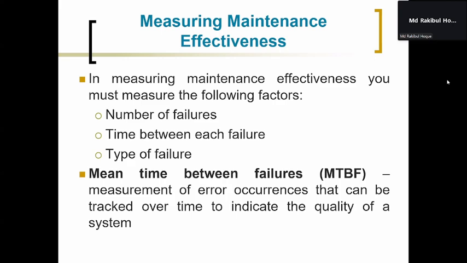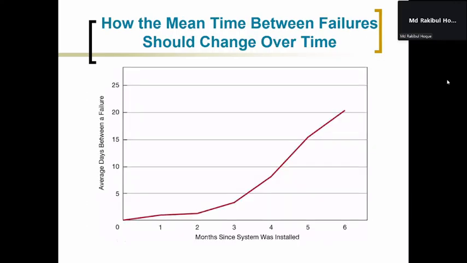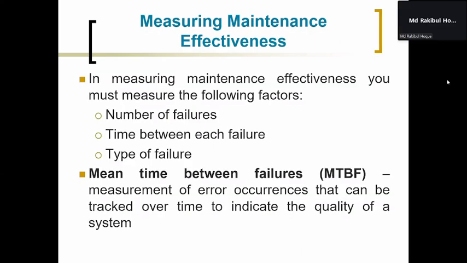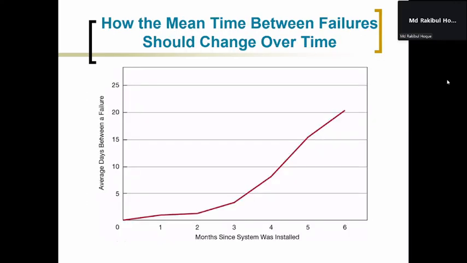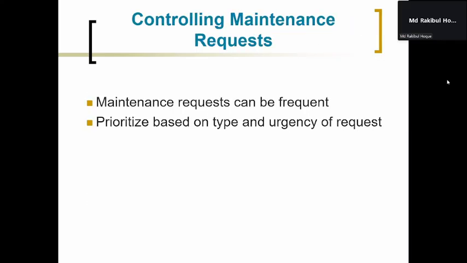Then you can go for mean time between failures, that means a measurement of error occurrence that can be tracked over time to indicate the quality of the system. So how the mean time between failures should change over time, like initially, months after the system was initiated, and the average days between failures. So you clearly understand the number of failures, the duration between one failure and another, and what type of failure it is. It is important.